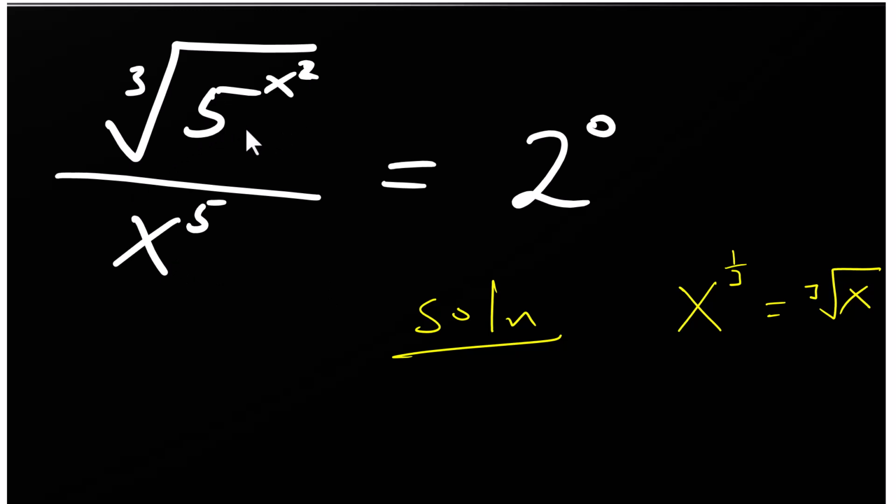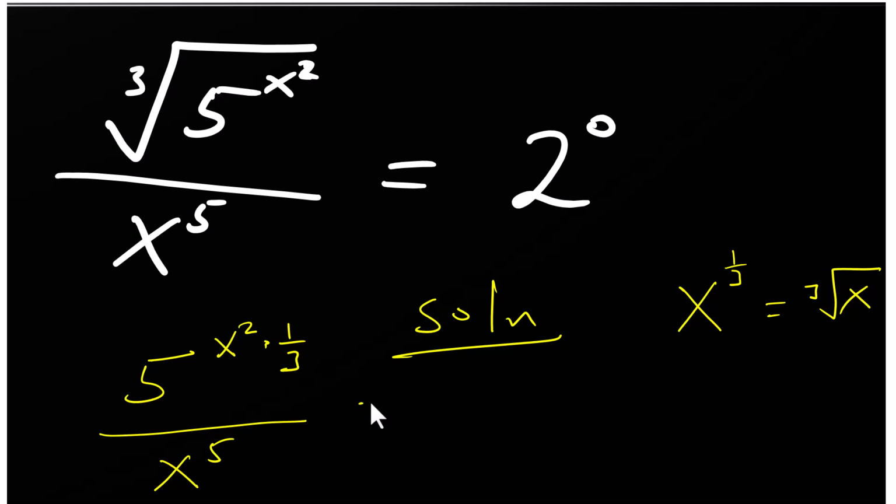So let's look at the numerator here. We have 5 exponent x squared. Okay, so we can write it as 5 exponent x squared times 1 on 3. Since this one is cube root, and here x to the power 5, so any non-zero number to the power 0 is 1. So we have 1 here.